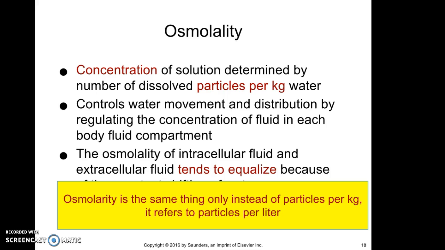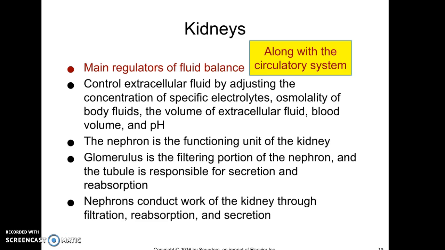The only difference is that we use different units of measure, so instead of particles per kilogram, it refers to particles per liter. So how many particles are there in a volume versus how many particles are there in a mass is the only difference between osmolality and osmolarity. But both, you could say, is how concentrated something is. In the human body, the kidney is the organ that's the boss of fluid balance. It controls extracellular fluid by adjusting the concentration of specific electrolytes through the process of filtration, and it works closely with the circulatory system.